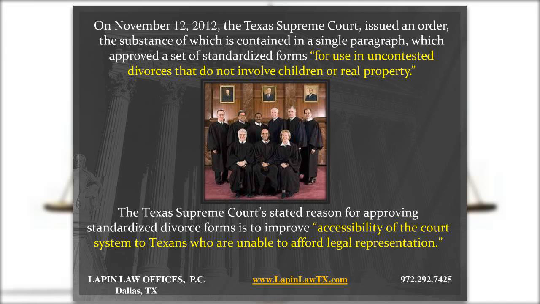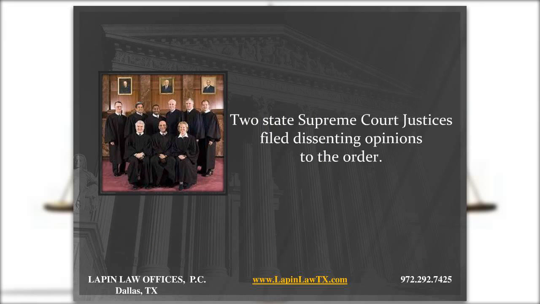On November 12, 2012, the Texas Supreme Court issued an order, the substance of which was contained in a single paragraph, which approved a set of standardized forms, "for use in uncontested divorces that do not involve children or real property." The Texas Supreme Court's stated reason for approving these forms is to improve "accessibility of the court system to Texans who are unable to afford legal representation." But even as narrow as that approval was, two state Supreme Court justices dissented.